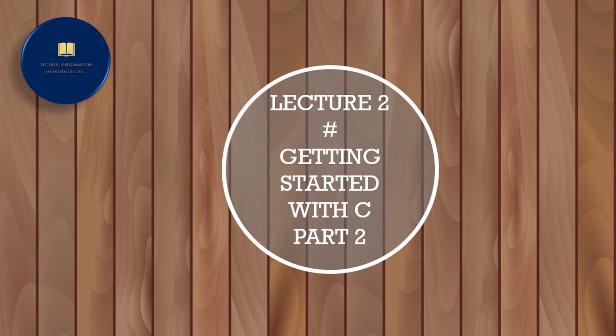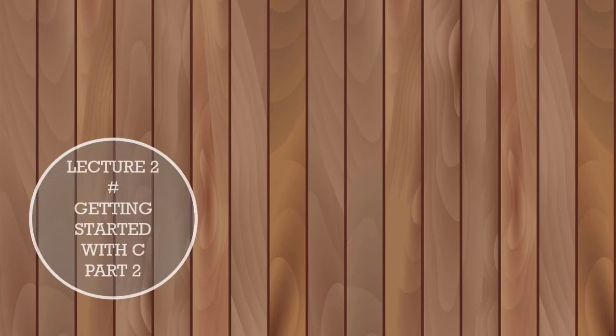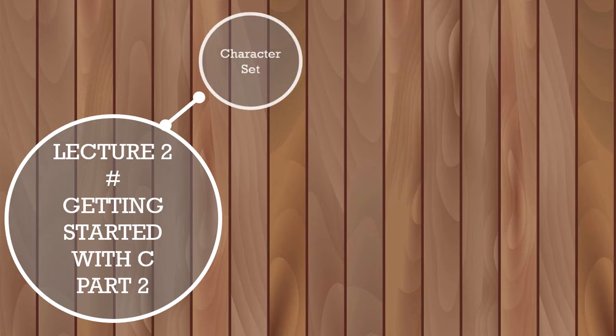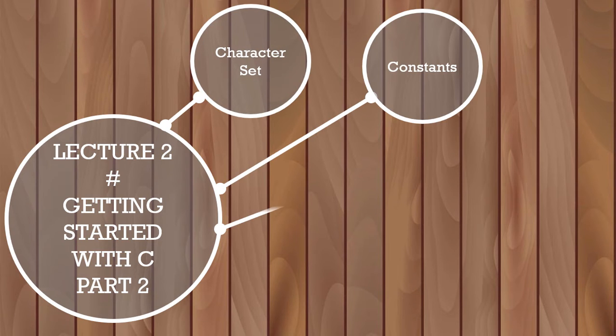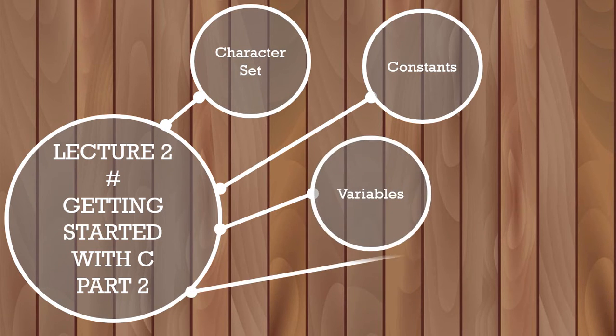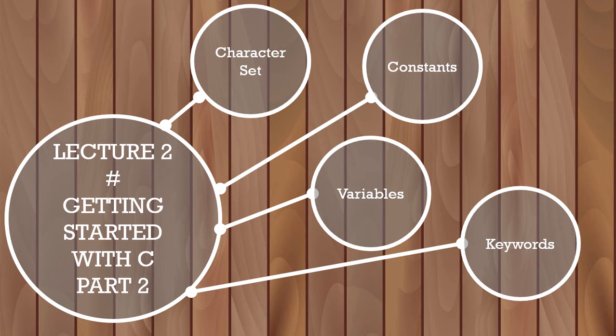In this video we are going to see what the basic concepts of the C programming language are. In the previous video we also saw some of the basic concepts, but the further part we have included in this video. Now let us start. In this video we are going to see character set, constants, variables, and the last one is keywords. So let's see one by one.